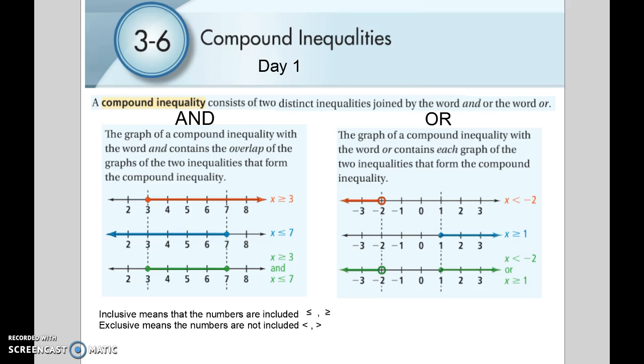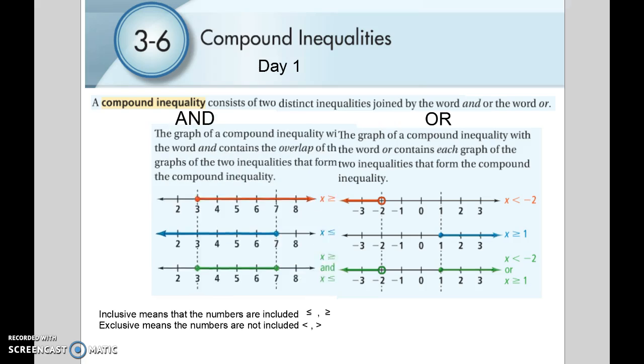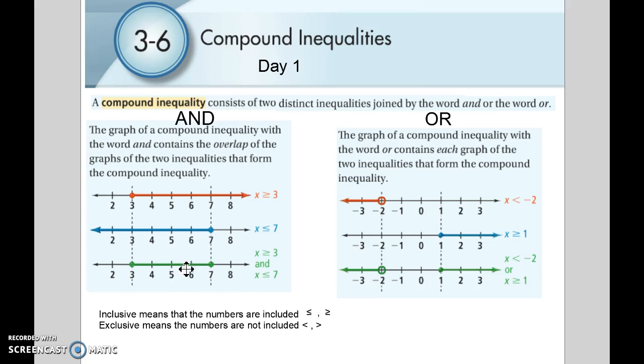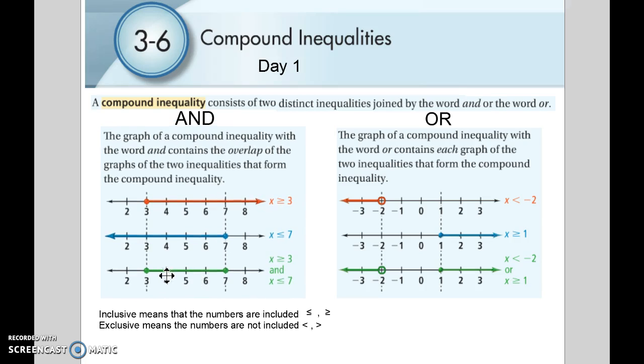So if you look at the first example, you have x is greater than or equal to 3, and then you have x is less than or equal to 7, and you are saying that your answer will be between both of those numbers. It'll be greater than or equal to 3 but less than or equal to 7. So it meets both parameters. Your answer has to fall between 3 and 7, which means it can be any number within those two numbers.